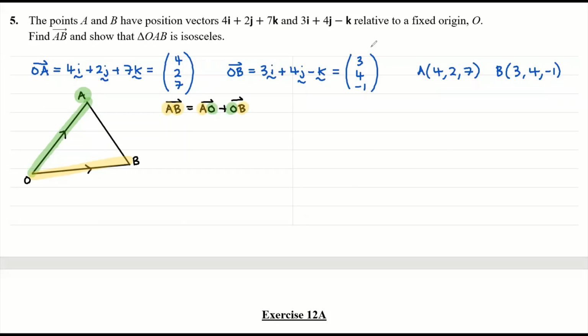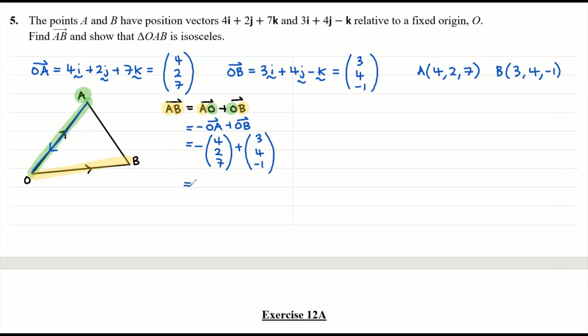Right, so let's apply the ideas of vectors. So AO is going the reverse direction. So I'm going from A to O in that direction. It's the reverse. So it's the same as negative OA plus OB. And if I do that, I can just multiply my OA vector by -1 essentially. So I'm going to use the column vector notation for this. So it's -4, -2, -7 plus the OB, which is 3, 4, -1.